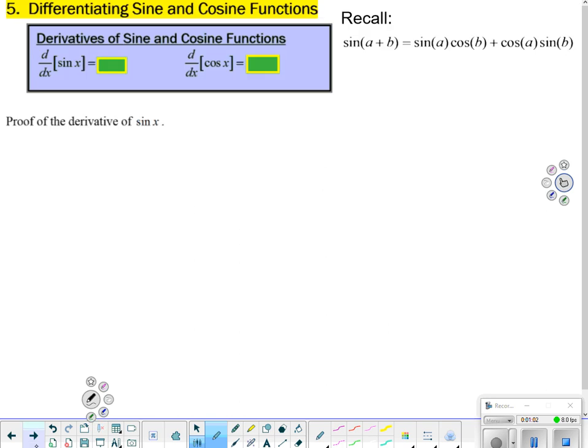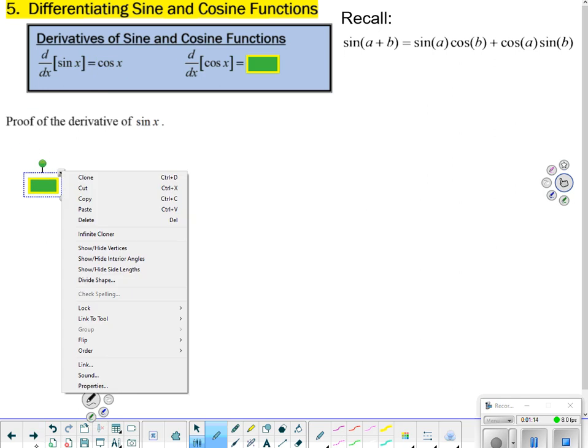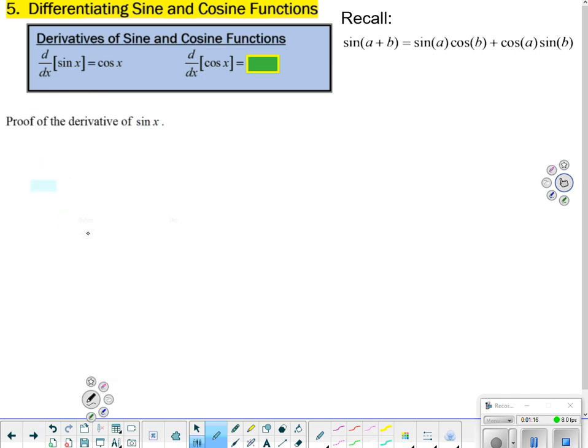And let's pick up some new rules today. Differentiating sine and cosine. The derivatives of sine and cosine are actually quite easy. So the derivative of sine gives us cosine. And the derivative of cosine gives us almost sine, negative sine. So I want to do just a little proof of that for you.